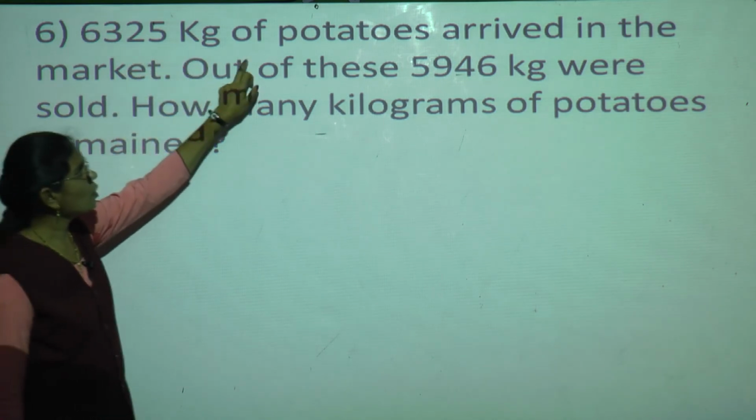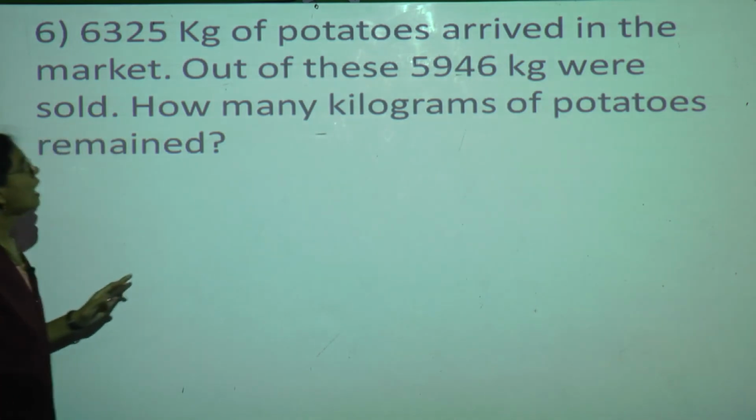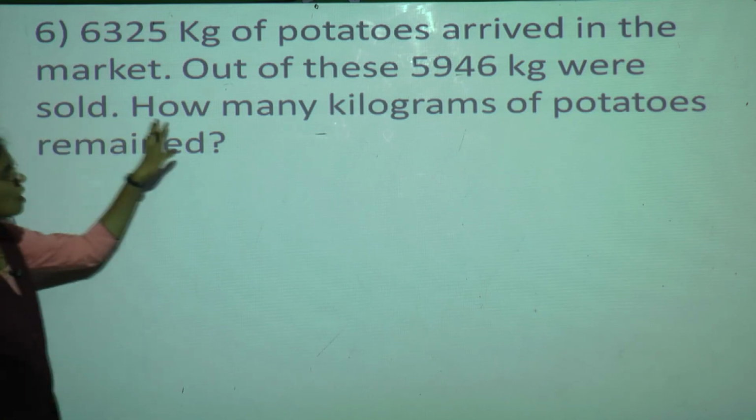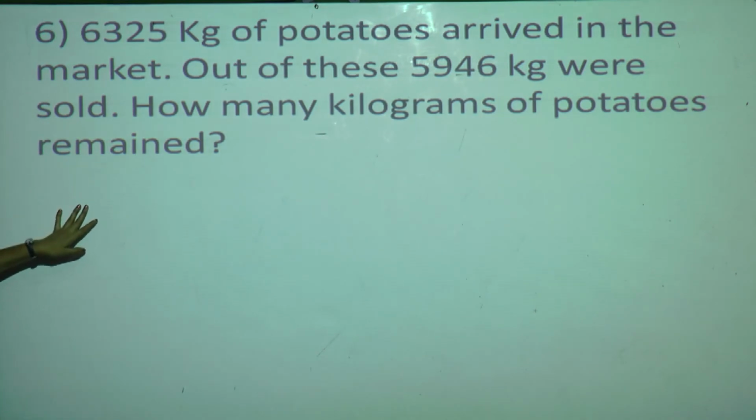6,325 kg of potatoes arrive in the market. Okay. How many kg of potato arrive in the market? 6,325 kg of potatoes arrive in the market. Out of that 6,325, how many were sold? Yes, 5,946 kilogram were sold. Okay. So how many kilograms of potatoes remain?